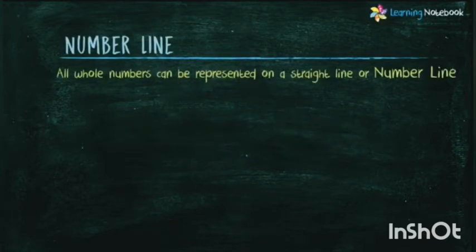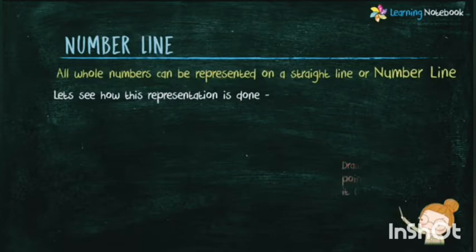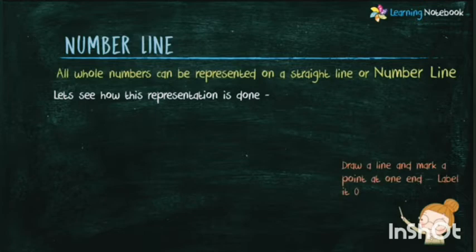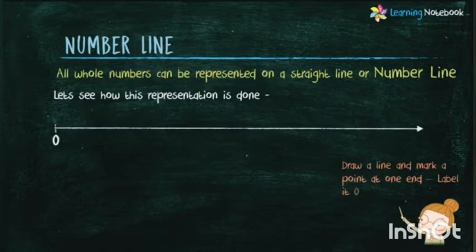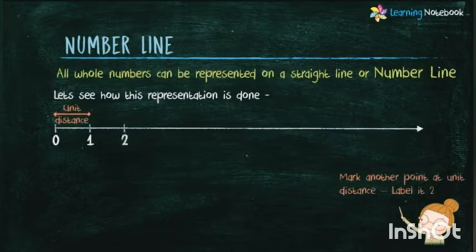The next topic, and the most important topic of this chapter, is number line. All whole numbers can be represented on a straight line, or number line. Let's see how numbers are represented on a number line. Draw a line and mark a point at one end. Label it as 0. The arrow here indicates counting goes infinite.